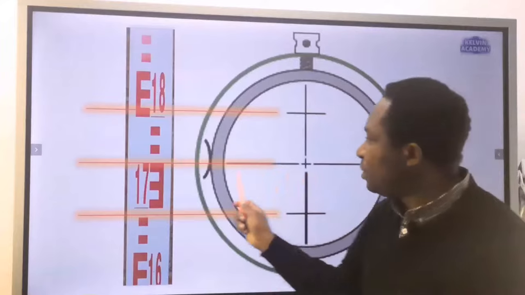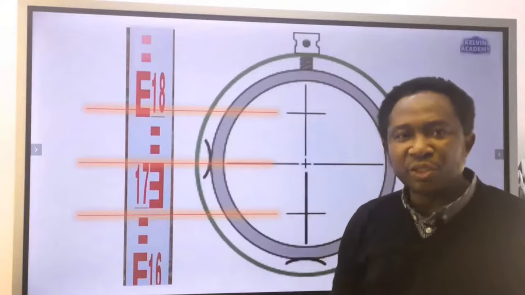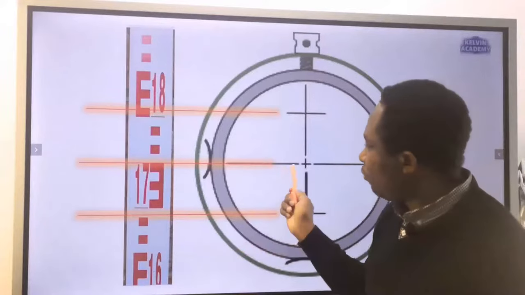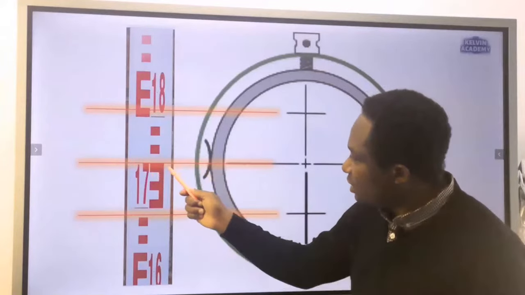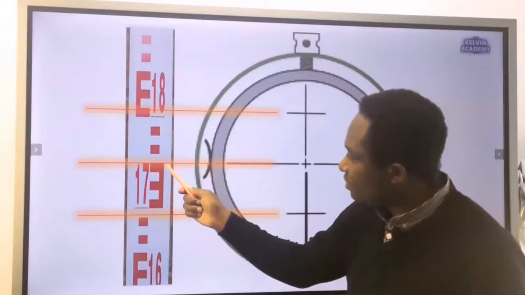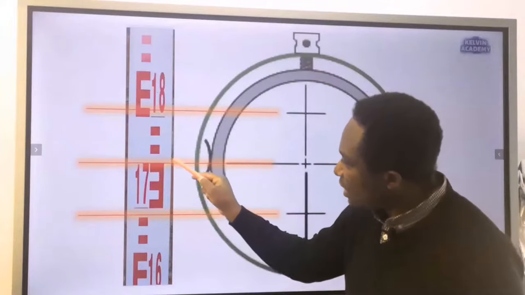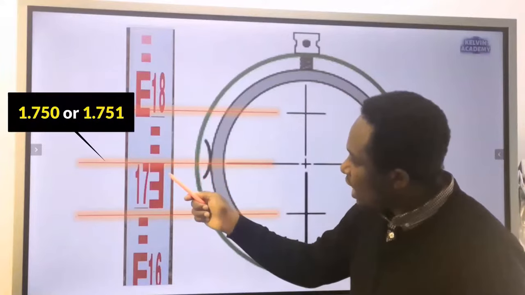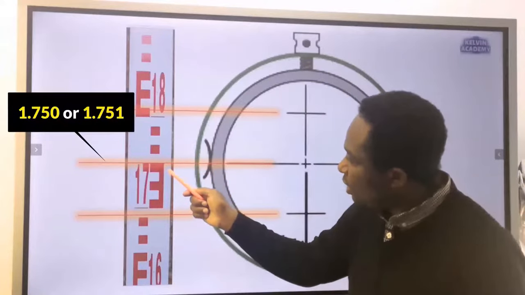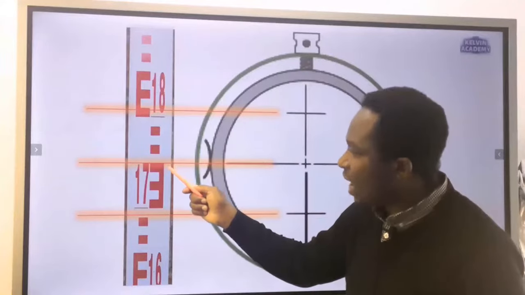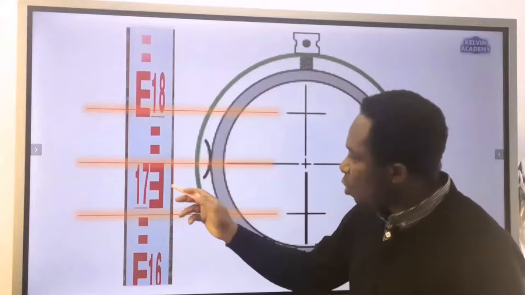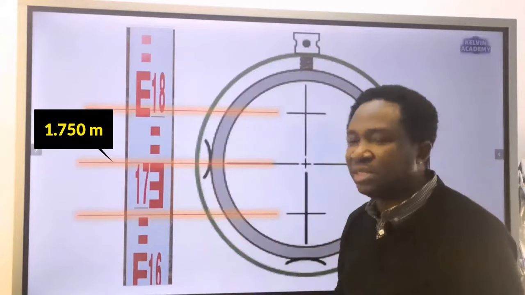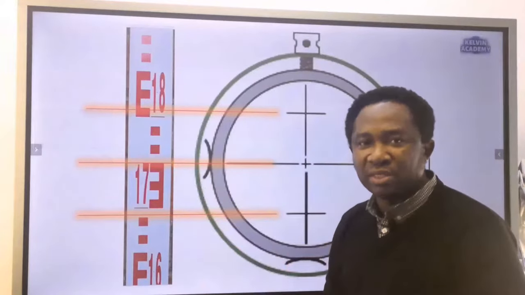And for the middle cross hair, we don't need it for distance measurement. However, if you observe the reading, this is 1.750 and is a bit at the top of the E. Someone can read this as 1.750 or 1.751. 1.750 will be more accurate.